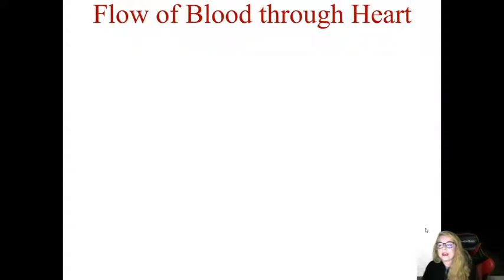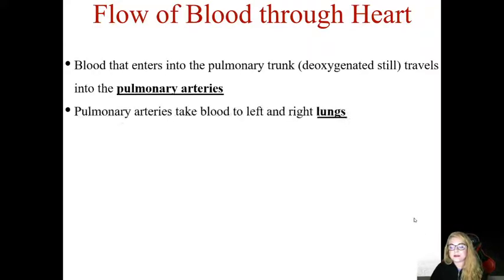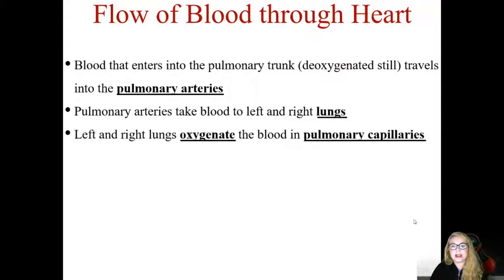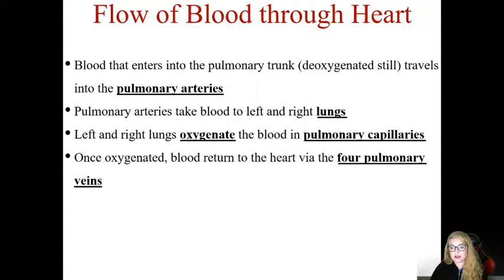All right, the blood that enters into the pulmonary trunk, remember this is deoxygenated, is going to travel into the pulmonary arteries. Okay, and the pulmonary arteries are going to take that blood to the left and right lungs respectively. And the left and right lungs are going to oxygenate the blood in the pulmonary capillaries as we breathe in the oxygen. Once it's oxygenated, that blood is going to return to the heart via the 4 pulmonary veins.